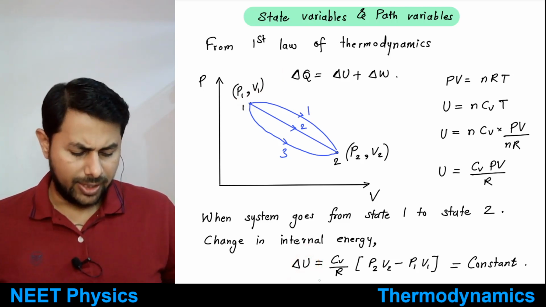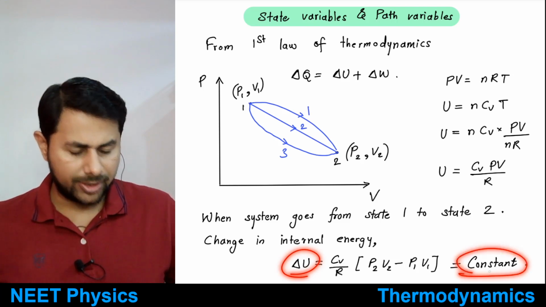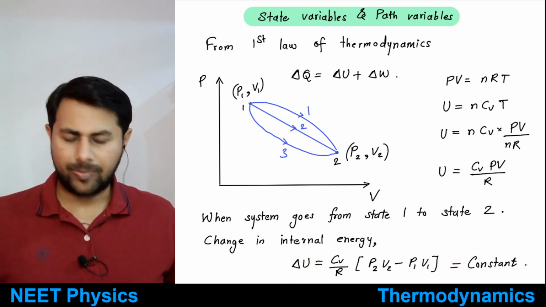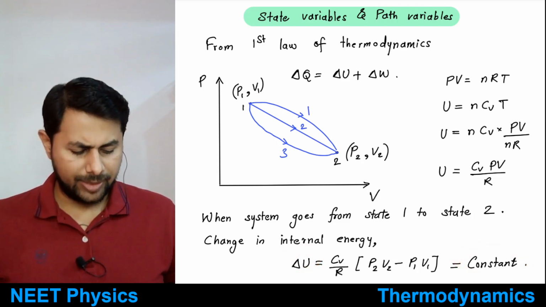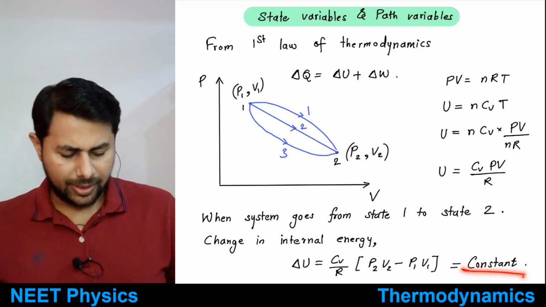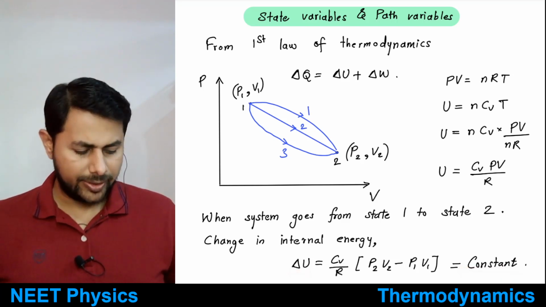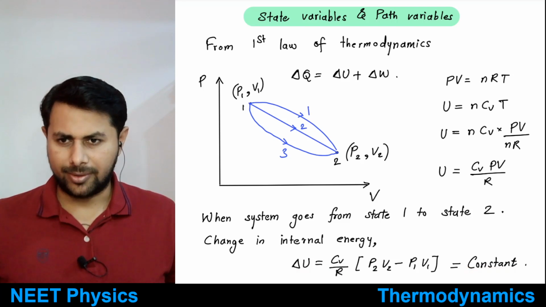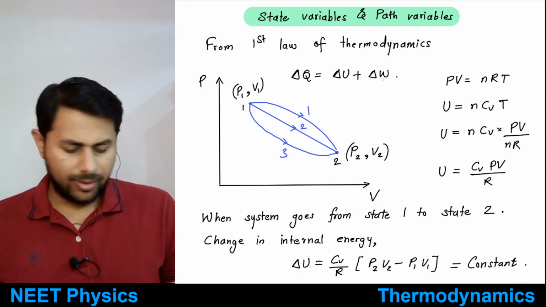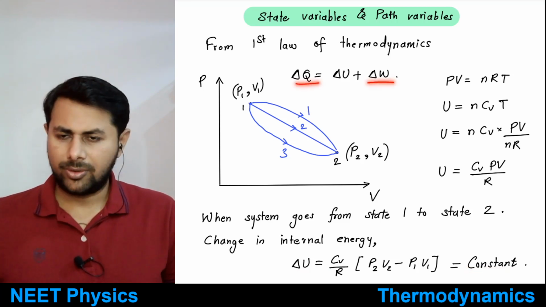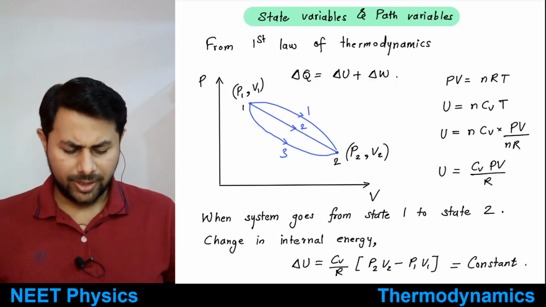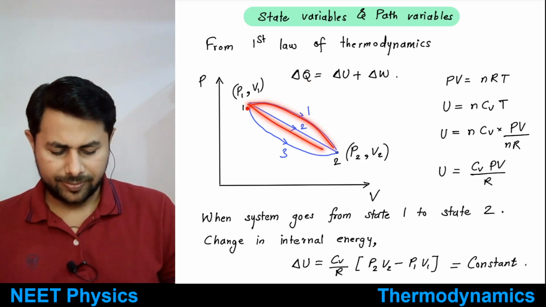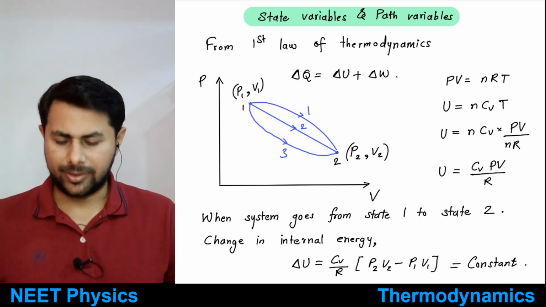We have seen that the change in internal energy is constant and does not depend upon the path followed, which means the internal energy is also a state variable. But the work done and the amount of heat absorbed are not state variables. They are path variables, because for all these paths the work done would be different.